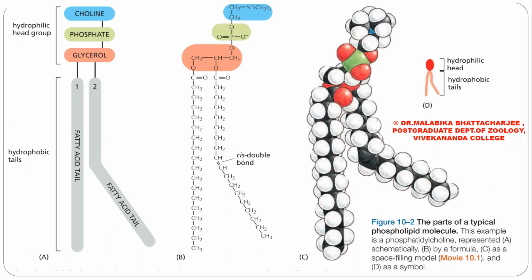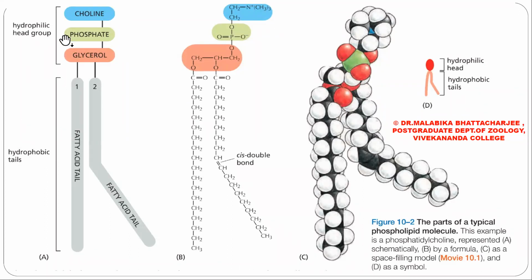So the major phospholipids found are phosphatidylethanolamine, phosphatidylcholine, sphingomyelin, phosphatidylserine, phosphatidylinositol, and phosphatidic acid. Here the structure of phosphatidylcholine has been shown. You can see this is the head group, and this is the hydrophobic tail which faces the interior core of the lipid bilayer.